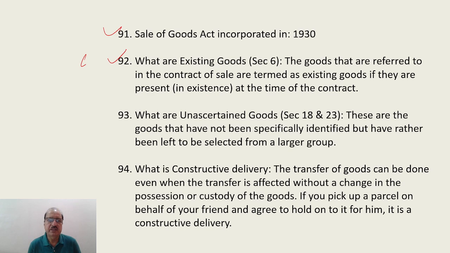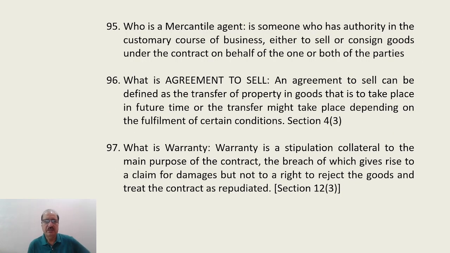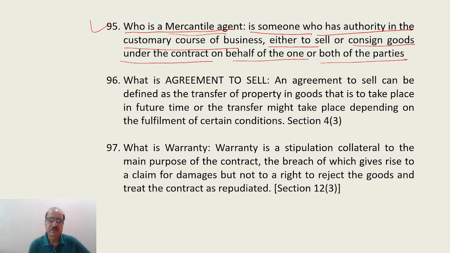91, 92, 93, 94, coming to the 95 number. Who is a mercantile agent? We are discussing here the Sale of Goods Act 1930. Who is a mercantile agent? Someone who has authority in the customary course of business either to sell or consign goods under the contract on behalf of one or both of the parties. This is basically a middleman, a person who has been given the authority in the normal course of business to sell or consign goods, send goods, on behalf of one or two parties.